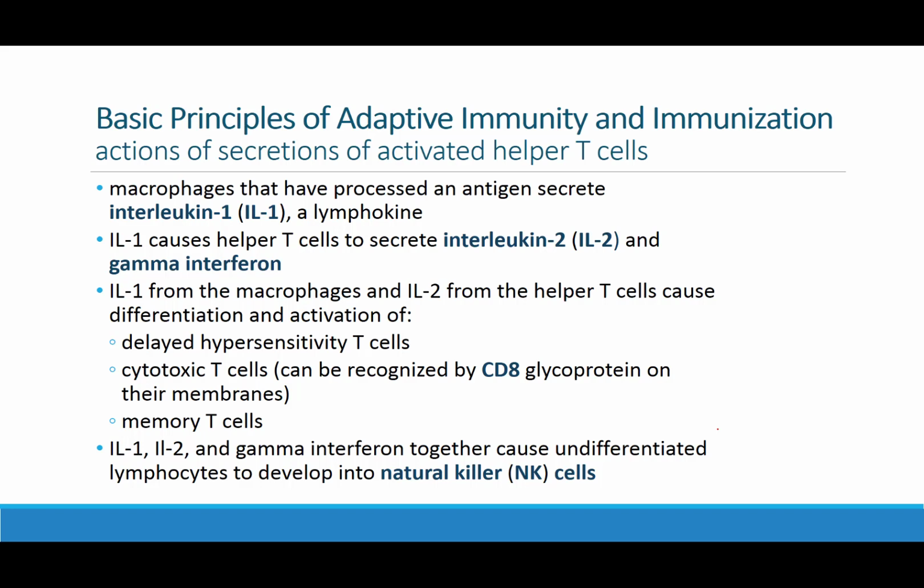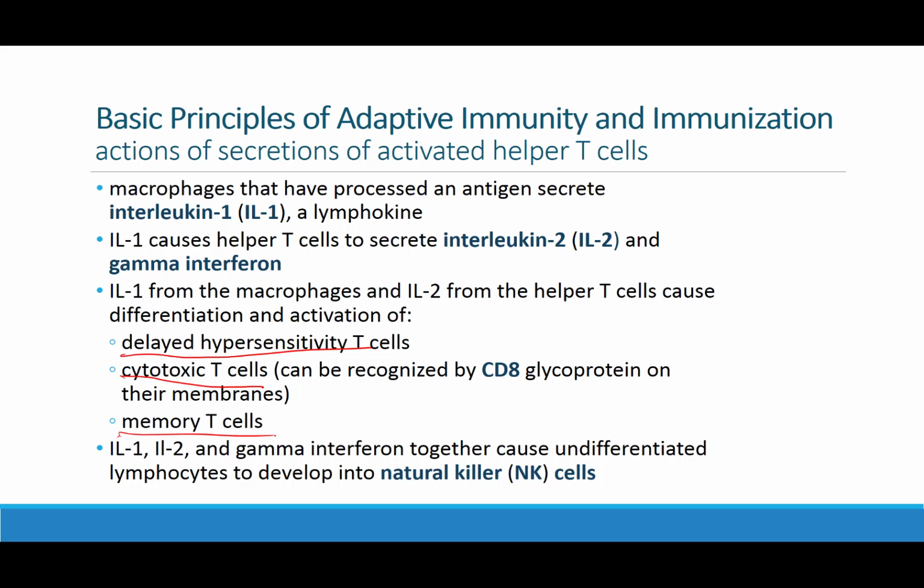Interleukin 1 from the macrophage, interleukin 2 from the helper T cell, then causes that helper T cell to differentiate, to divide, to produce offspring cells that then become a couple of different kinds of cells. They can become delayed hypersensitivity T cells. So there's one type of T cell that they produce. Cytotoxic T cells. Or they can become memory T cells.